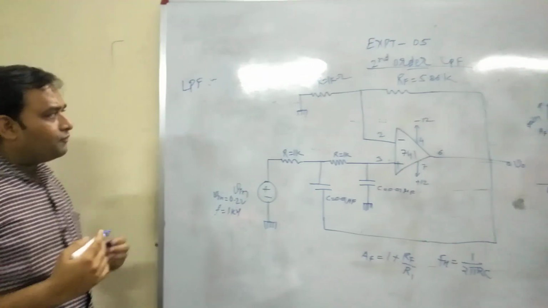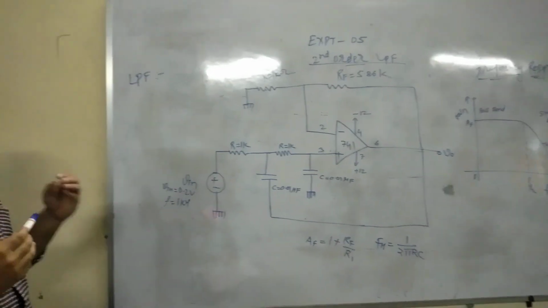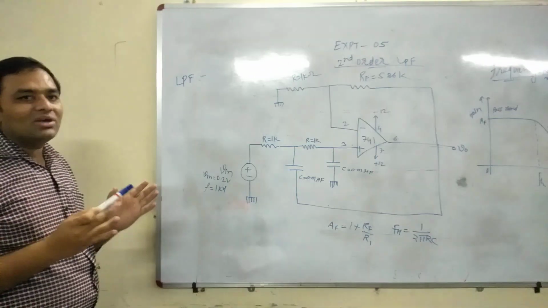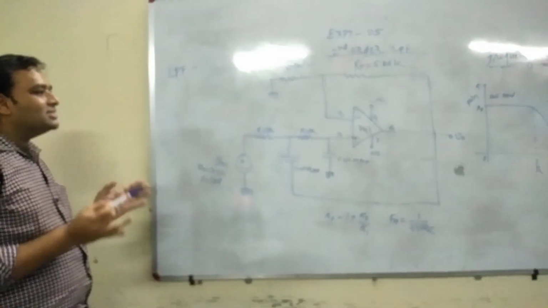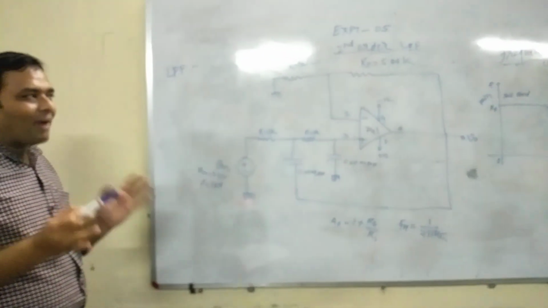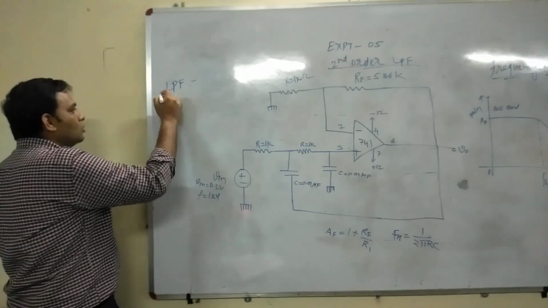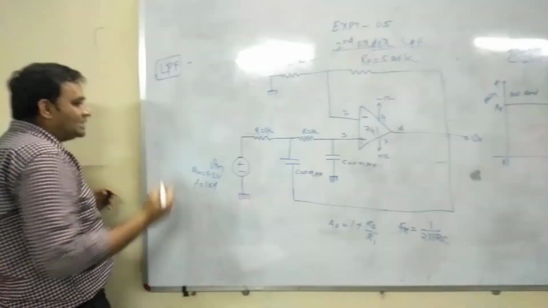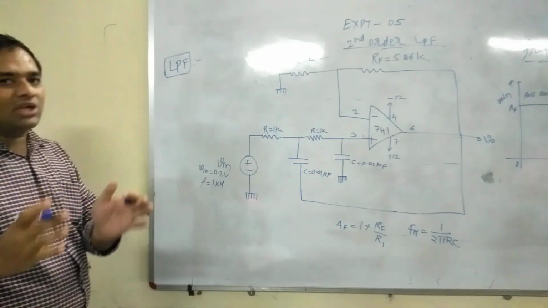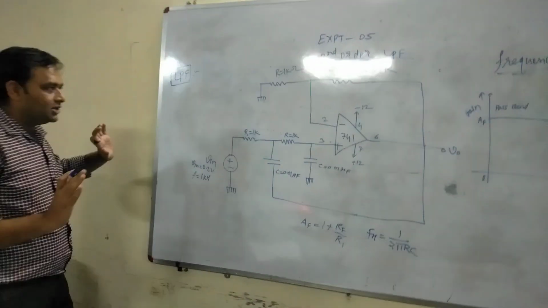A filter is a circuit used for frequency selection, or you can simply say that it is a frequency band selector. So low pass filter is the low frequency selector.